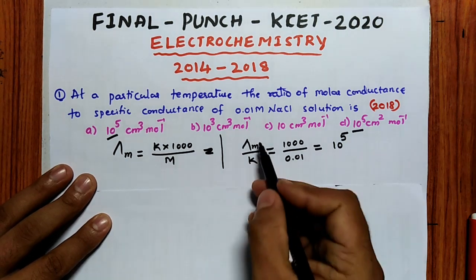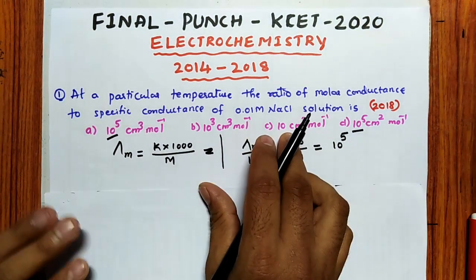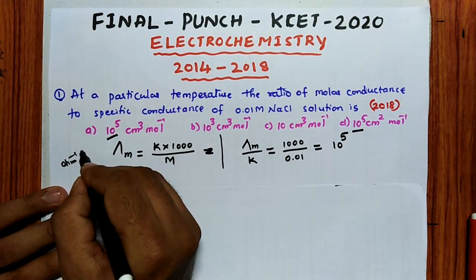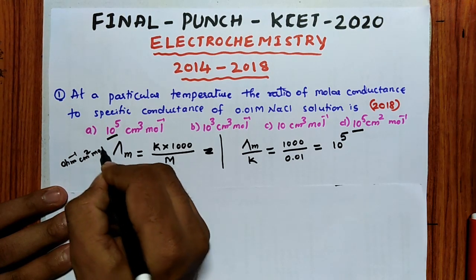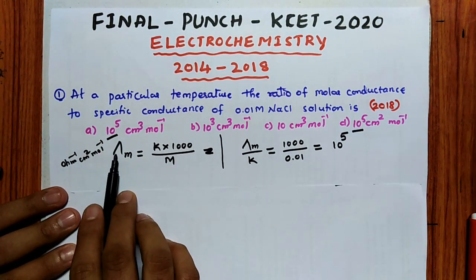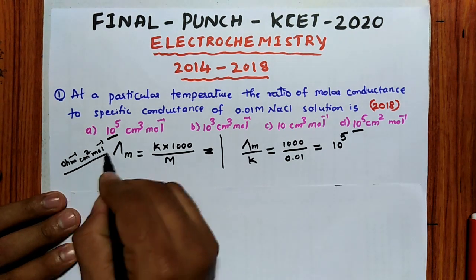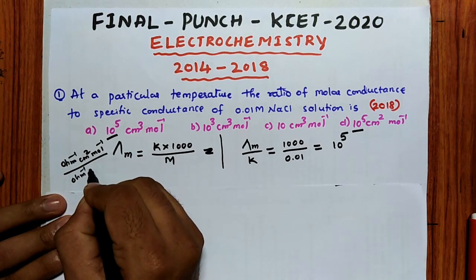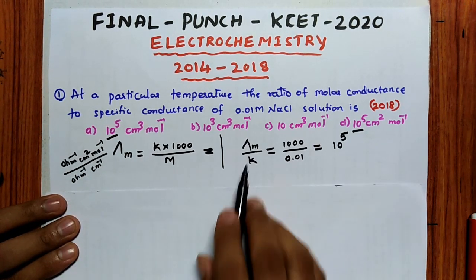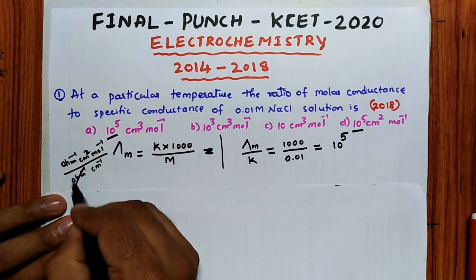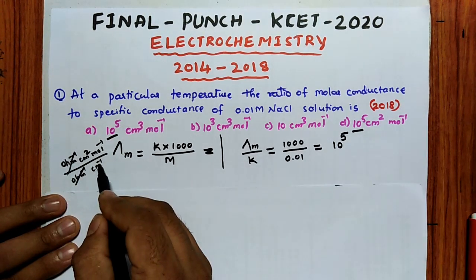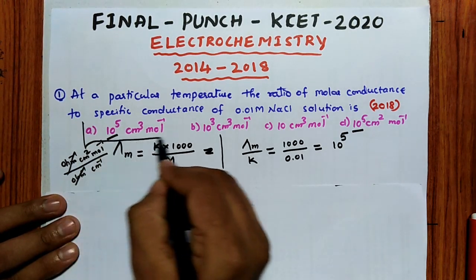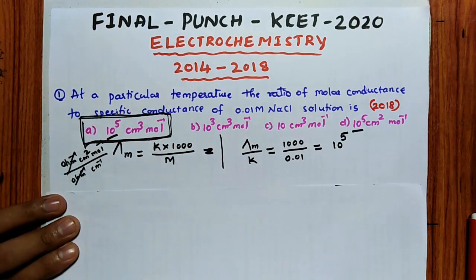For that, what you have to see is the unit. What is the unit of lambda m? That is per ohm centimeter square per mole. What is the unit of K? Divided by it, because here we have divided. Per ohm per centimeter. Then per ohm gets cancelled, so per mole is left, and centimeter to the power minus 1 raised to plus 1 gives centimeter cube. So the answer for this particular question is A.